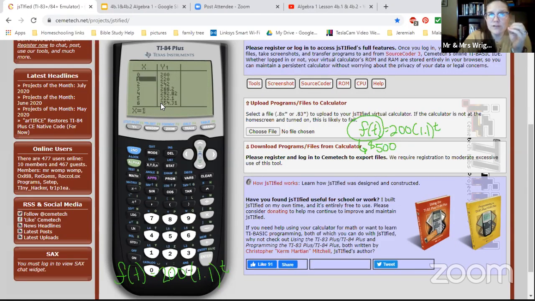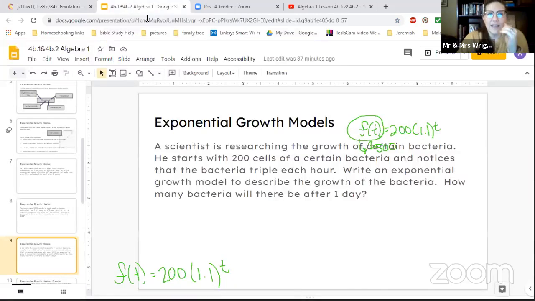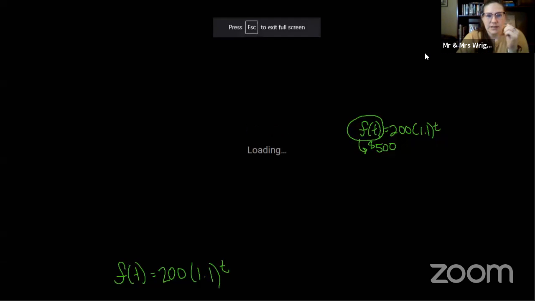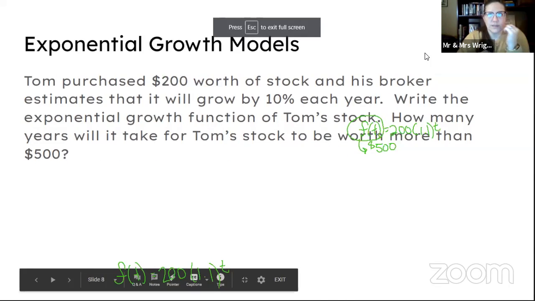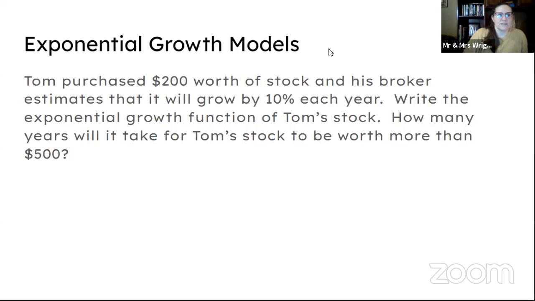By the end of the first year, he had 220. By the end of the second year, he had 242. By the end of the third year, he had 266.2, et cetera, et cetera. So it is by the end of the 10th year that he has $518.75. So at some point in the 10th year is when he will hit that 500 mark. So it is the 10th year in which he breaks the $500 mark.